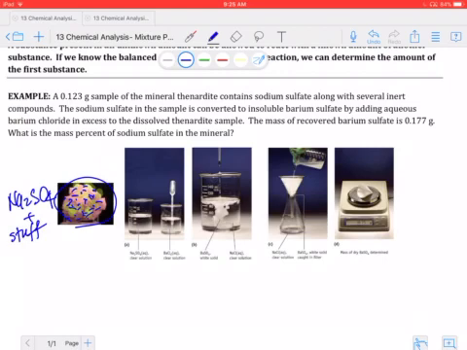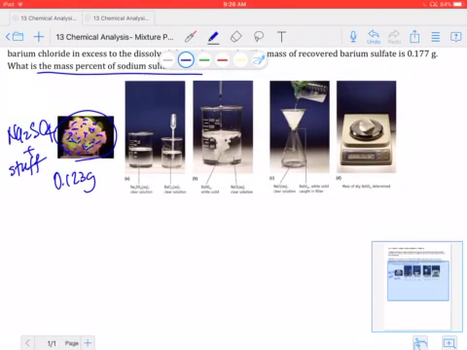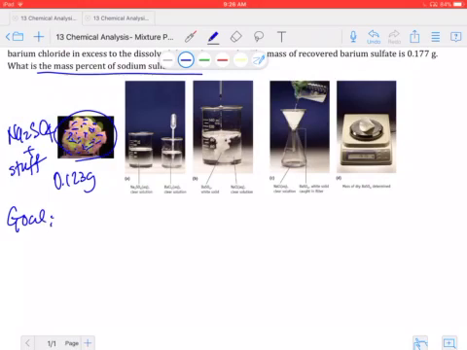They tell us in the problem statement that we know the mass of this. That 0.123 grams is the total mass of the sodium sulfate and the other stuff that's in there. The problem's asking us to find the mass percent of the sodium sulfate in the mineral. So in this picture, I'm trying to find how much of this blue stuff I have relative to the whole thing. Our goal, the thing we're trying to solve for, I'm going to write as a goal: the mass percent of the sodium sulfate.